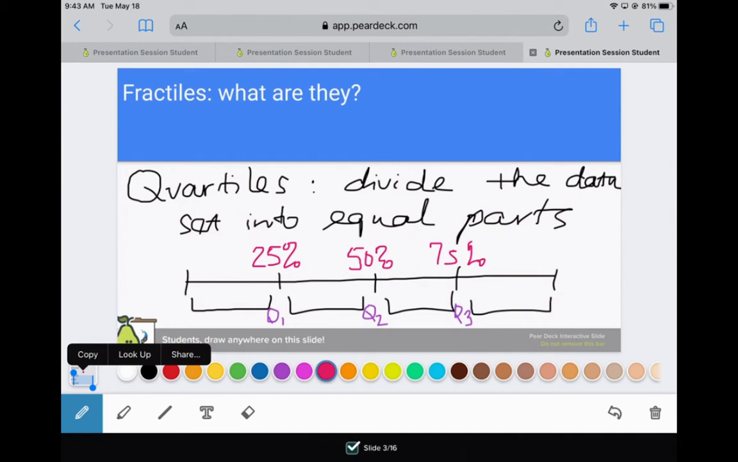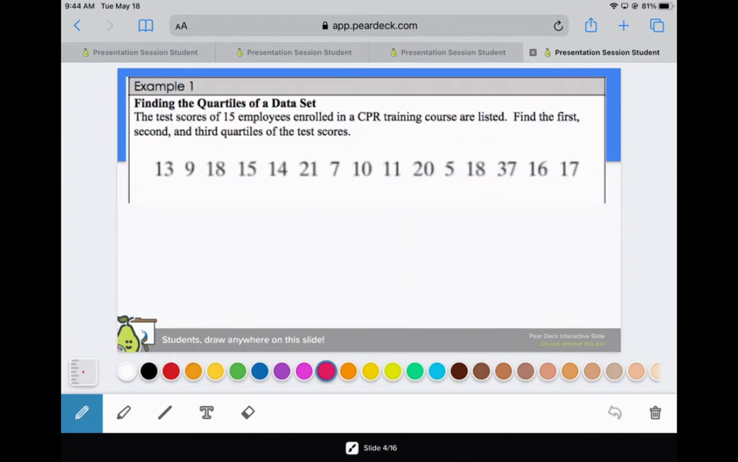Still copying? Okay. Let's start with finding the quartiles. This is a list. We have 15 employees, so that means I have 15 numbers. We're going to find the first, the second, and the third quartile.